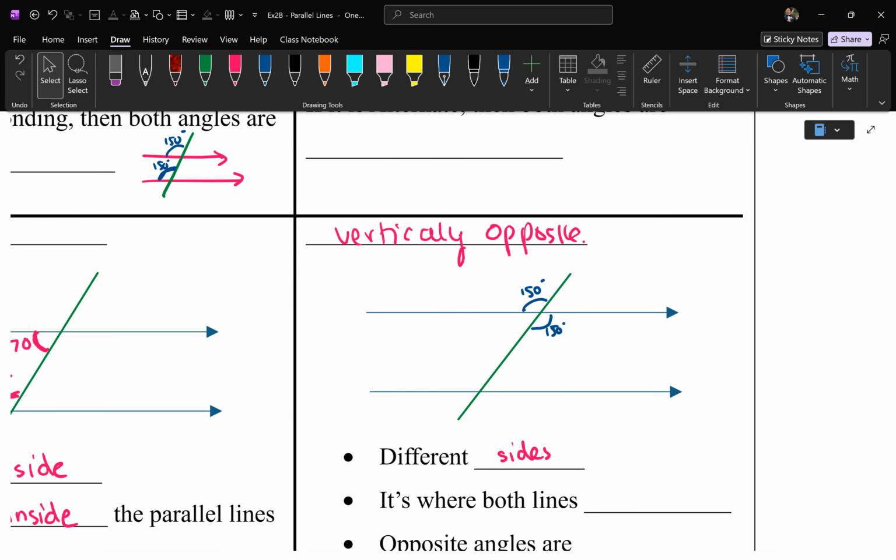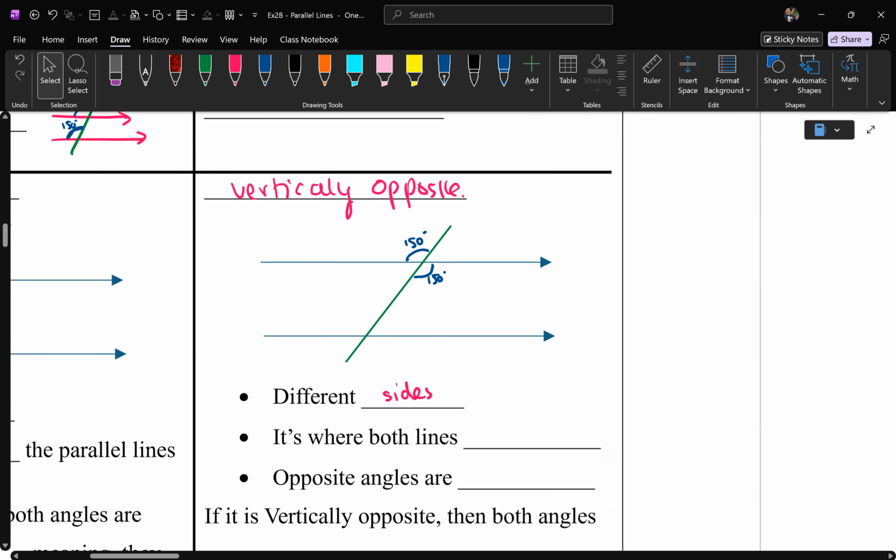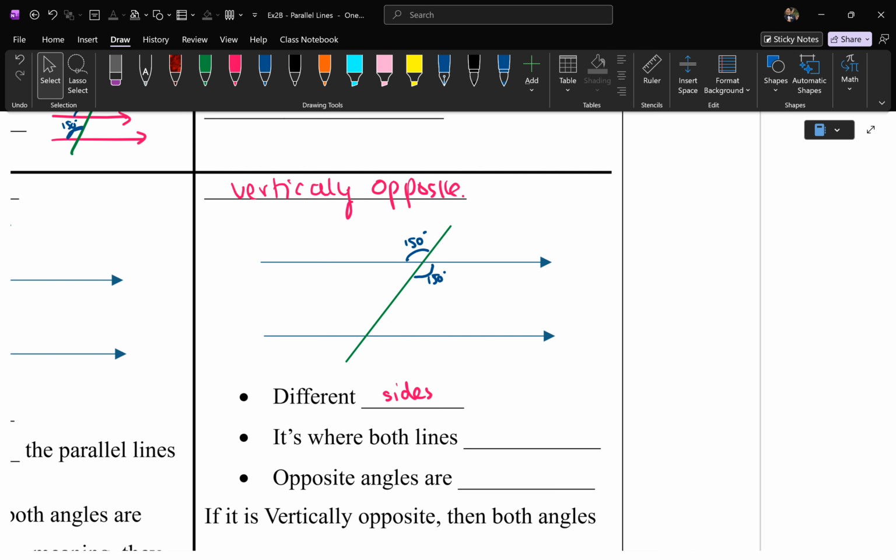Then the next thing is, how do you know that you have a vertically opposite angle? Best way to see it is if you have an intersection. See where they cross? It's always where the two lines cross. So right here, it's where both lines intersect. That helps you remember. These two are vertically opposite to one another. These two acute angles, let's say that's 30 and this is 30. These two are vertically opposite.